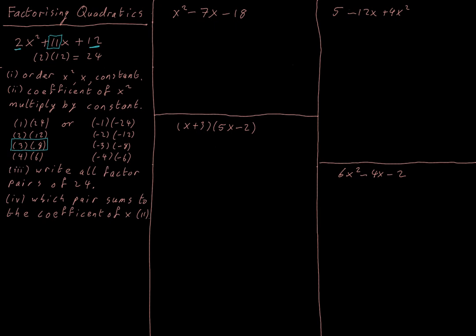Now that we have that done, what we're going to do is break up this plus 11x into plus 3x plus 8x. So 11x is the same as 3x plus 8x, because if we add 3x and 8x, we get 11x. So we break this up. Our quadratic becomes x squared plus 3x plus 8x plus 12. This 3x plus 8x is our 11x. If we add those together, we get back to where we started.